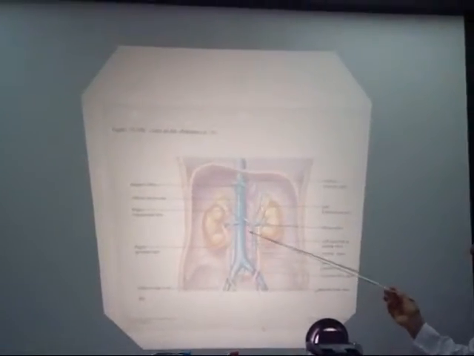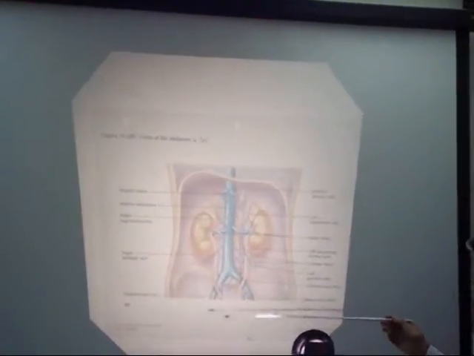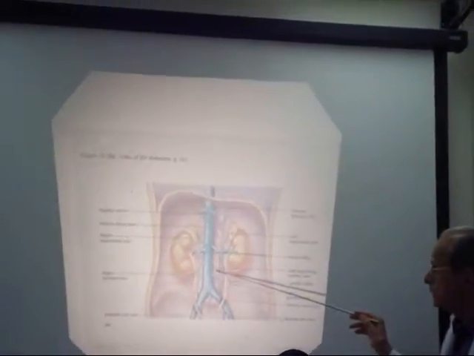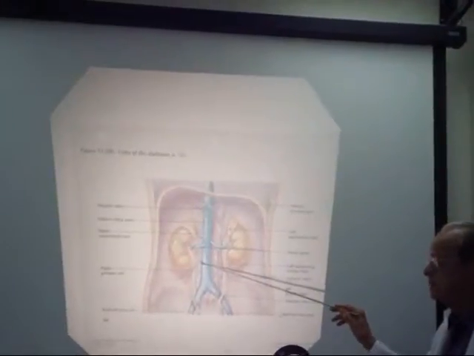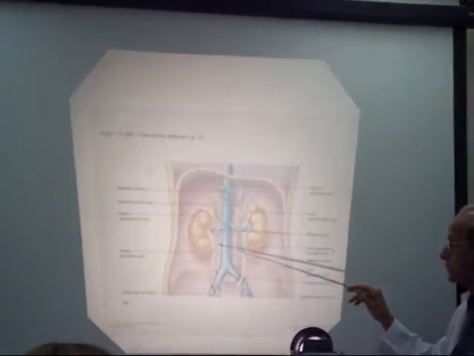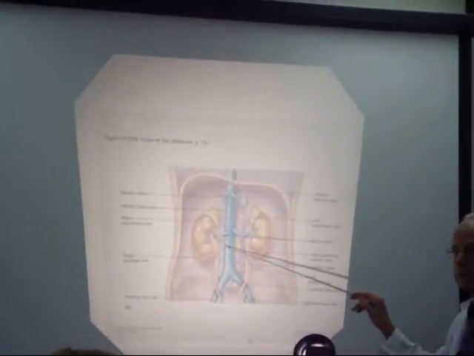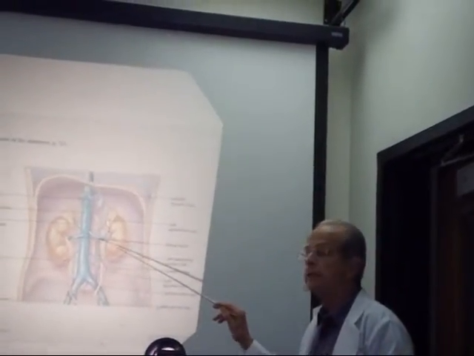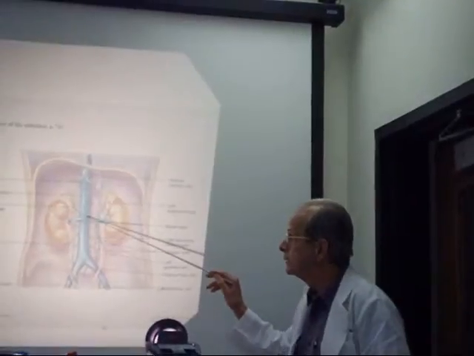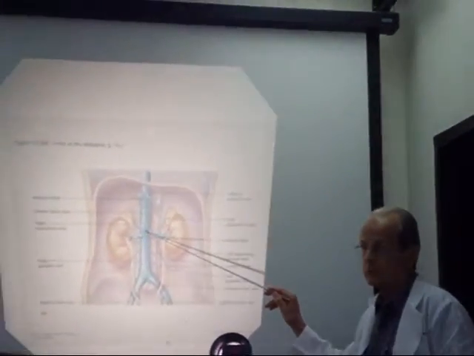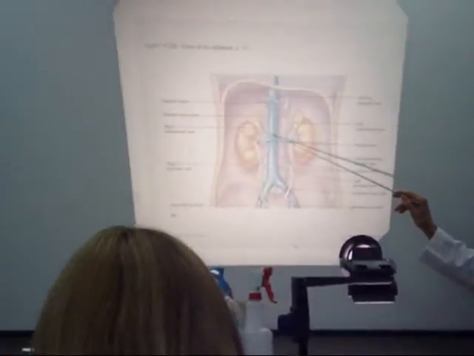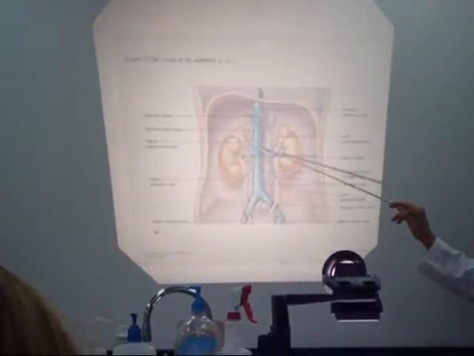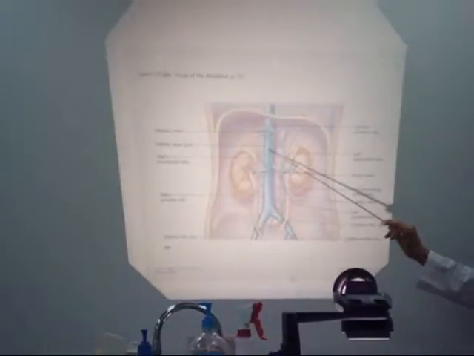You see that there are a bunch of other veins that join the vena cava on the way up. The gonadal veins, right here. Now, interestingly, the right gonadal vein typically joins the inferior vena cava, but the left gonadal vein often empties into the left renal vein and thence into the inferior vena cava, just a little variation. Here's the right renal vein, the left renal vein, and we're heading on up.